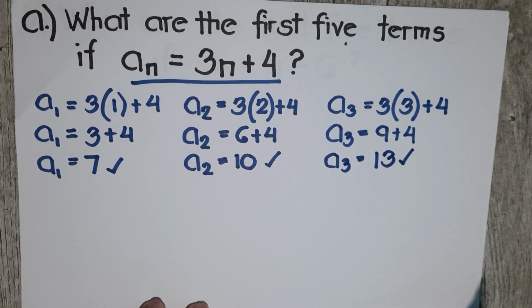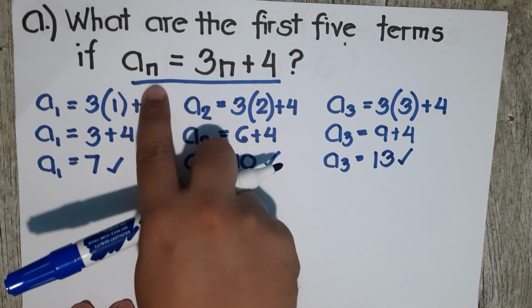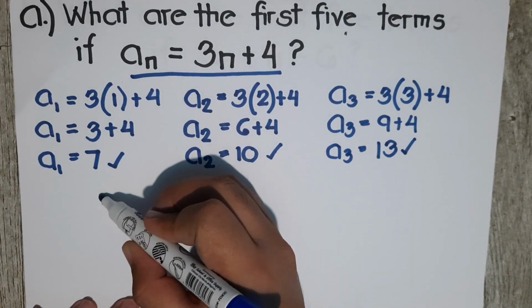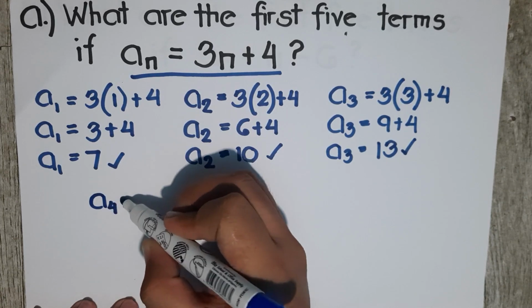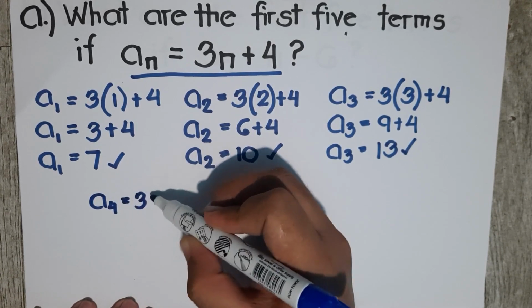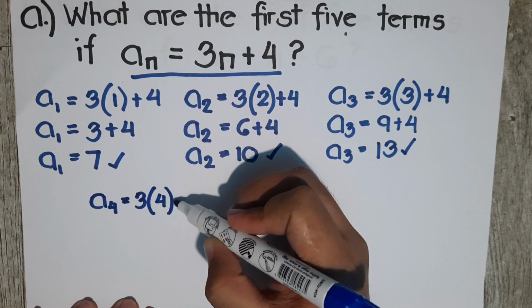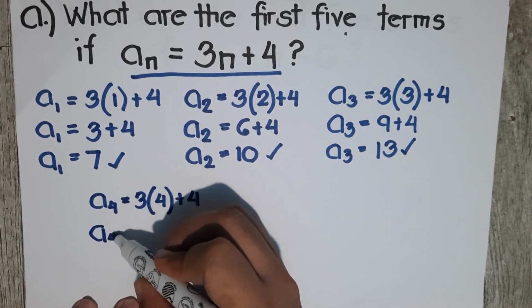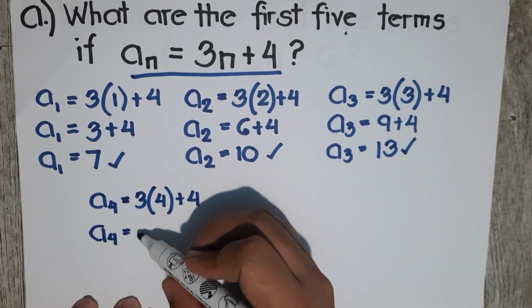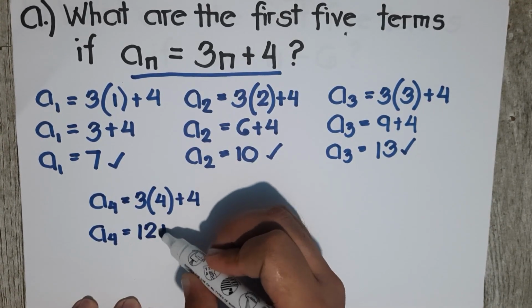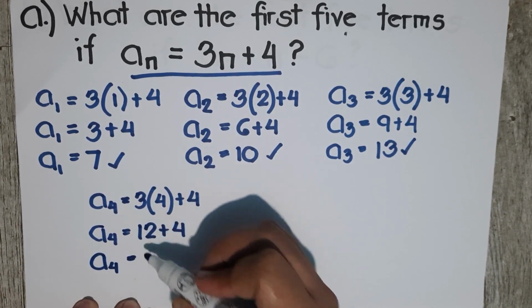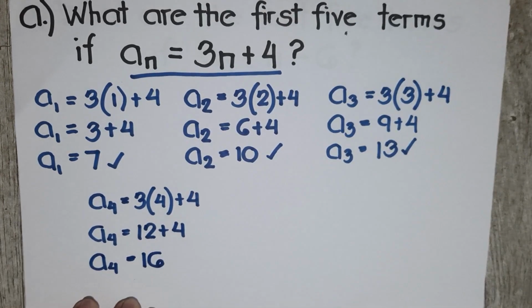Next, we'll go to our fourth term of the sequence. Again, fourth term, change n with 4. So this will become a sub 4 is equal to 3 times 4 plus 4. So a sub 4 is equal to 3 times 4 will give us 12, plus 4. So our a sub 4 is equal to 16.